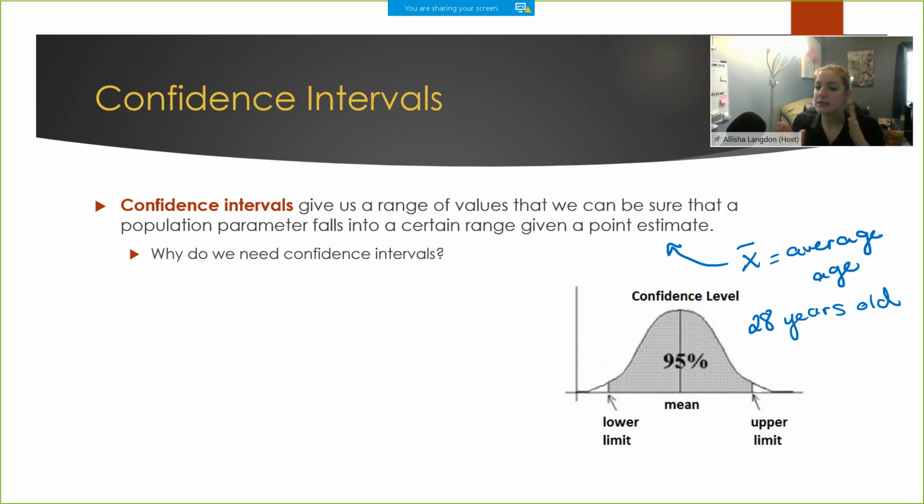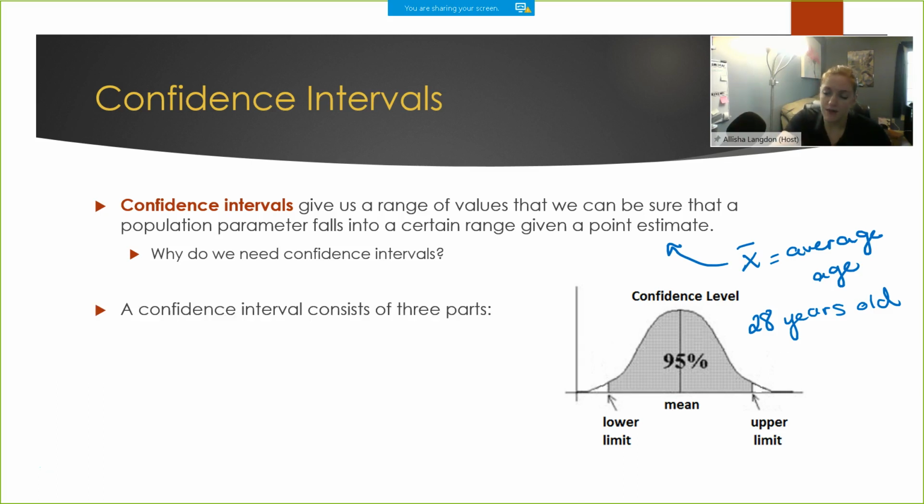Basically, you're going to have a lower limit, which is the smaller value. Maybe for average age, I picked 25. That would be my lower limit, and my upper limit would be 31. Those would be my limits of the confidence interval, and that means my population parameter can be anywhere between there. That gives you an idea of confidence intervals. We're trying to find two values, and we're trying to be 95% sure, or have a probability of 95%, that the value falls between those two values.